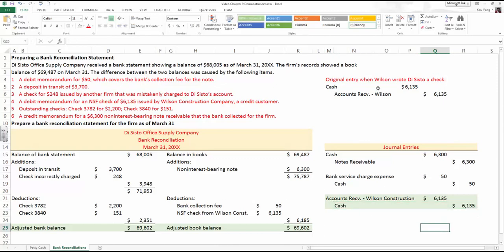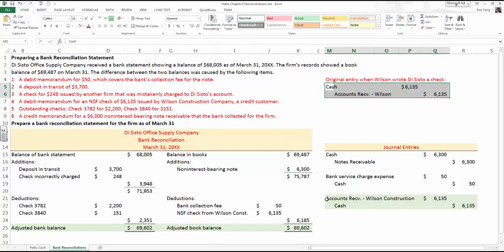So that's the original entry that we did. Since the check came back non-sufficient funds, we're going to give that money back to the bank and increase Wilson's accounts receivable again until they make another payment. So that's a roundup of that last entry. Good luck on the homework.